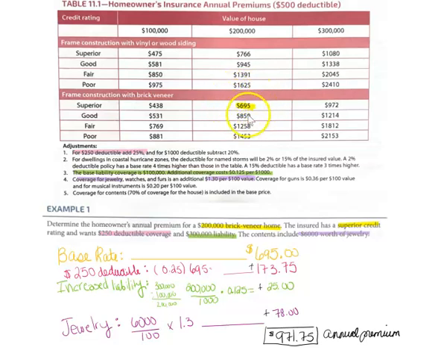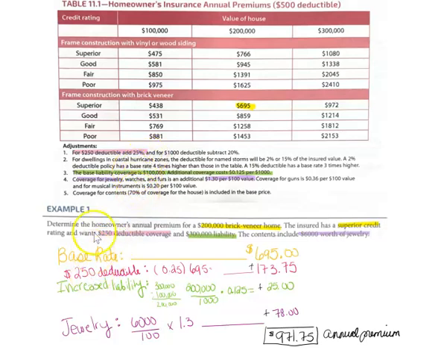That means that their base rate is going to be $695. So I wrote that down here in yellow. But they don't want a $500 deductible. They want a $250 deductible. That means their premiums are going to be higher. They're going to pay a higher price every year for a lower deductible.